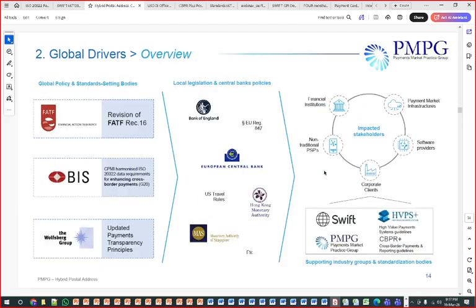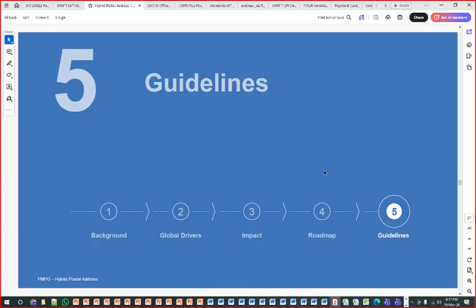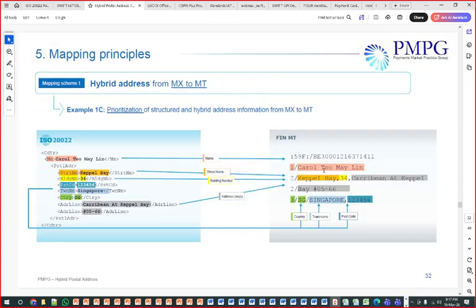This is called the PMPG guideline. In the overview, we also have to study how these messages are structured when we are doing the PMPG guidelines. For example, the hybrid structure of the messages. By November 2026, this year, the hybrid structure is going to be removed, the unstructured address is going to be removed, and it could be only a structured address.